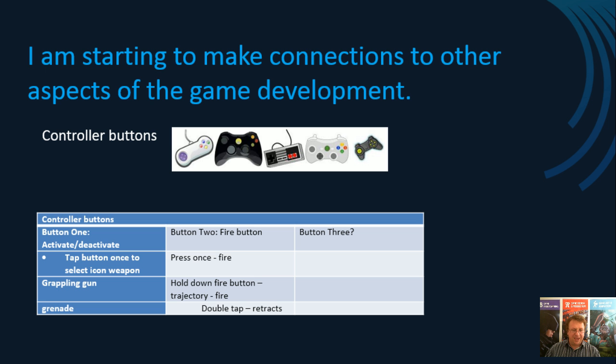So that's something that's in the back of my mind, and this leads on. I'm starting to make connections to other aspects of the game development, so controller buttons. You can see that button 1 activates and deactivates: tap button once to select the icon weapons, grappling gun. I can also start to think about how this mechanic itself can be used for other weapons. Button number 2 is a fire button: press once and it fires, hold down the fire button and a trajectory line will come up. If I double tap it, it retracts.